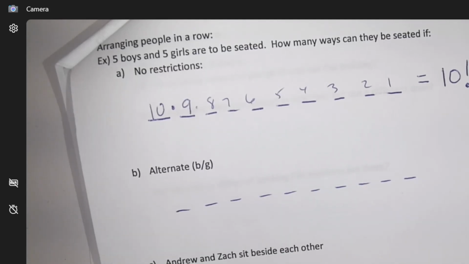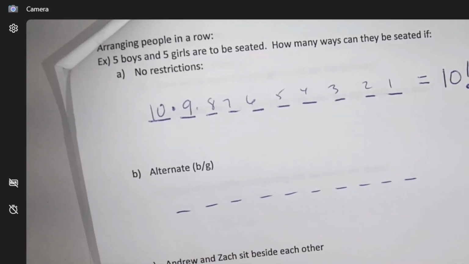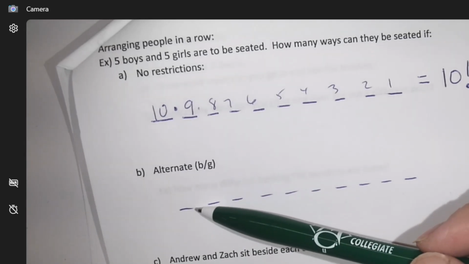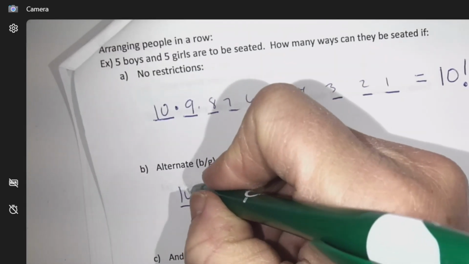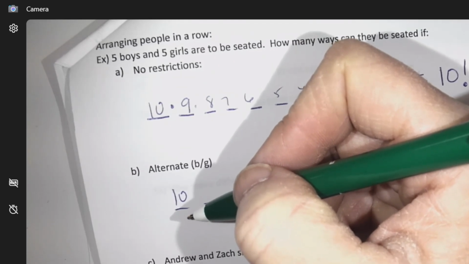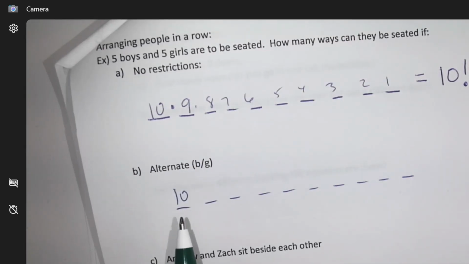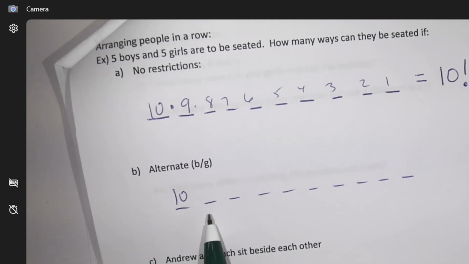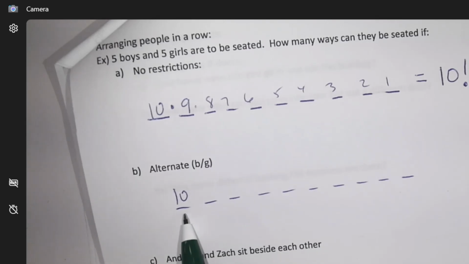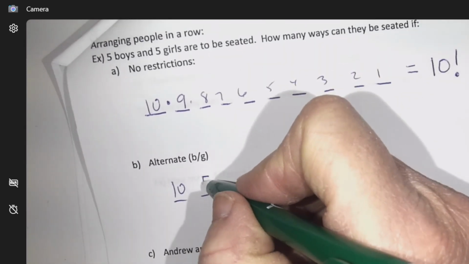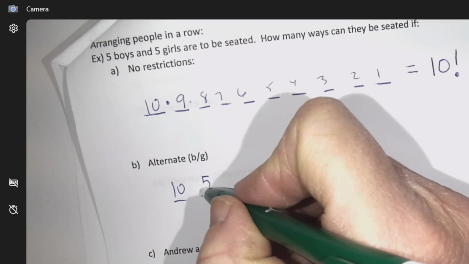Okay, the next question says, we have to alternate between boys and girls. So if I go to put somebody in my first position, I actually still have 10 options because I could put anybody I want there. Now you have to pretend that you put somebody there, like a boy. So then if I went to my next chair, how many options would I have? If I had placed a boy there, then this would be 5 options because now it's got to be a girl.